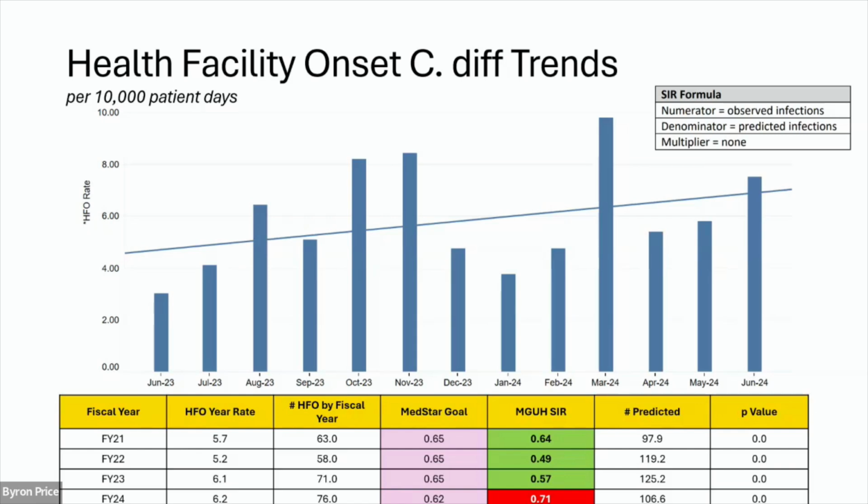This is a more in-depth look at fiscal year 2024. The line on this graph here represents the rate of C. diff occurrences per 10,000 patient days. Looks like a steady climb here. So all in all, like I said, through fiscal year 2024, our SIR was 0.71.